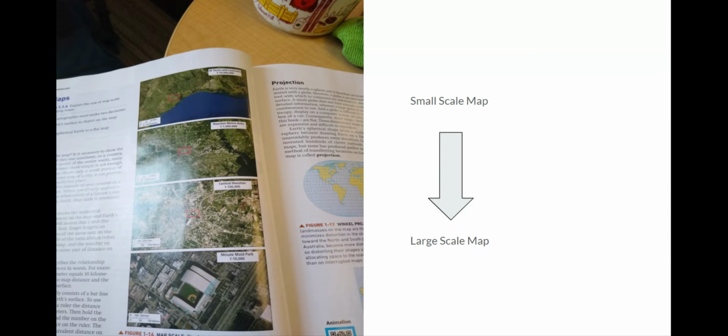This is one of those things that I feel like you just got to memorize because it's a little bit counterintuitive that smaller scale maps show larger depictions of the Earth's surface and vice versa. So something to take special note of.